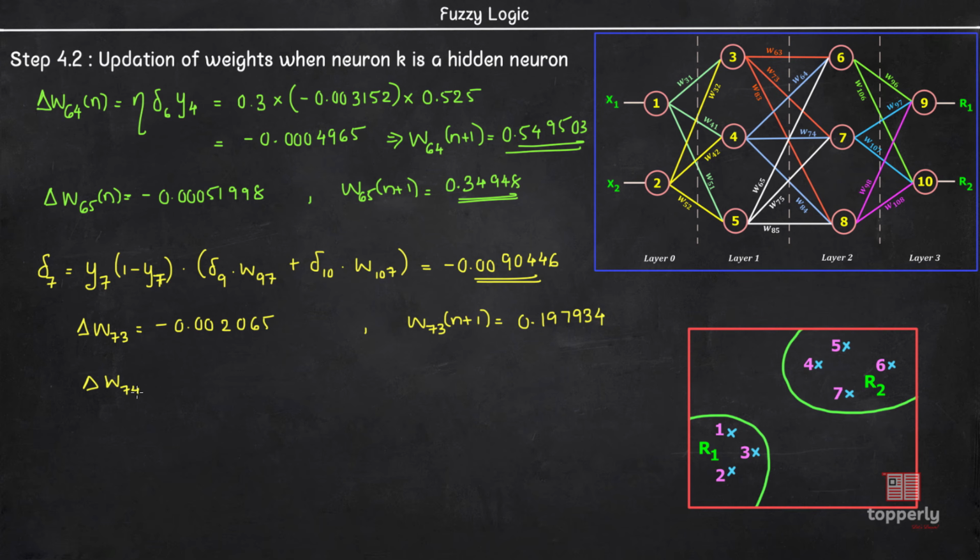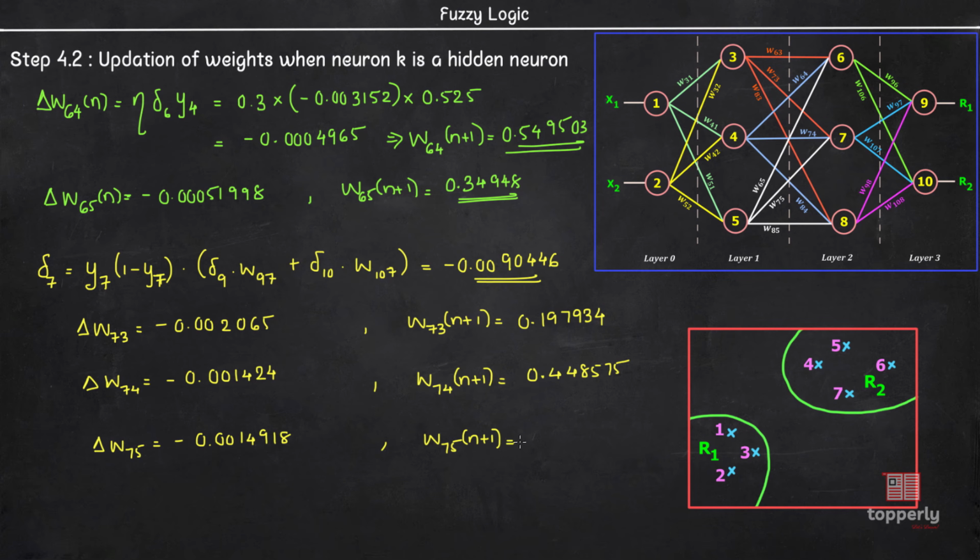Delta W74 is equal to minus 0.001424, and W74 of n plus 1 is equal to 0.448575, and delta W75 is equal to minus 0.0014918, and W75 of n plus 1 is equal to 0.348508.